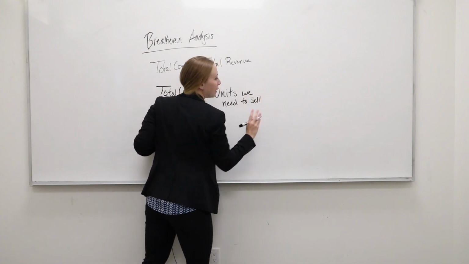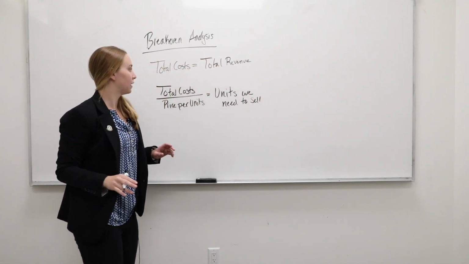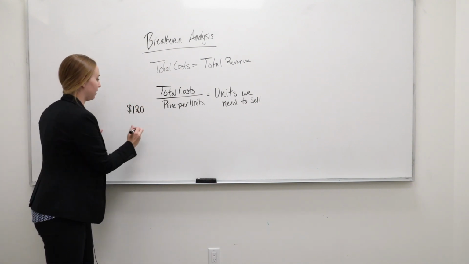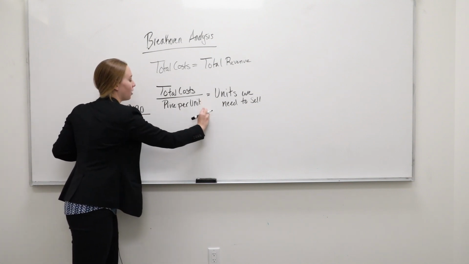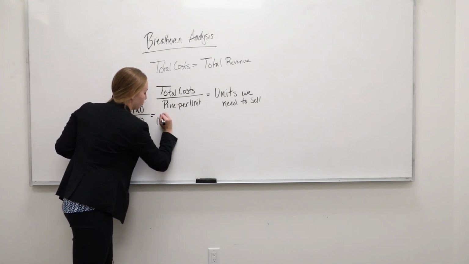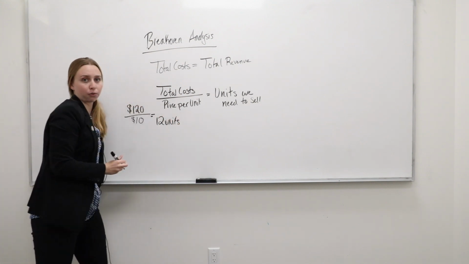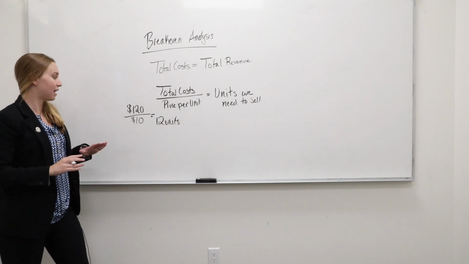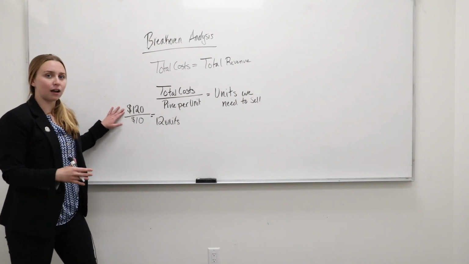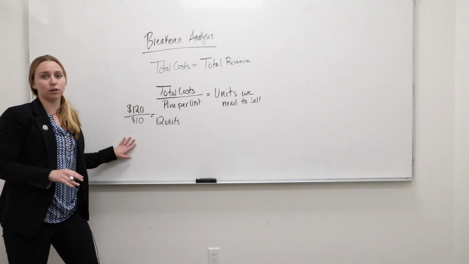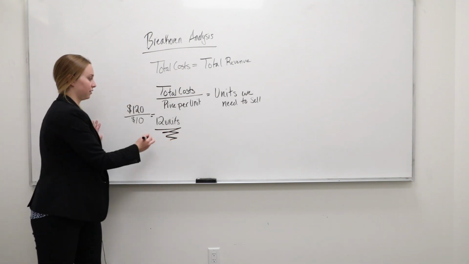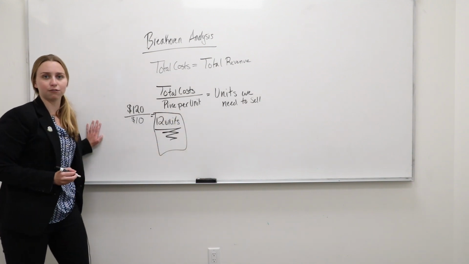So let's look at a really basic example before we dive into Yotes Co. Let's say that my total costs are $120, and let's say that my price per unit is $10. Right? I need to sell 12 units in order to break even. At 12 units, my net income is $0. At 13 units, I'm making a little bit of money, and at 11 units, I'm losing money. So we just want to understand how I get this number, and this is the number that we want to give to investors.